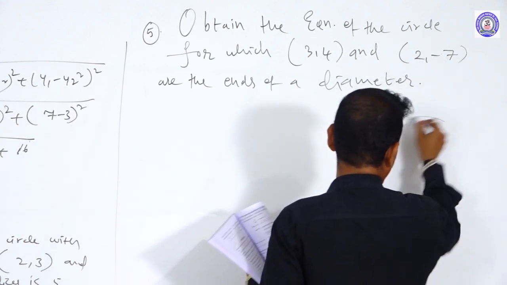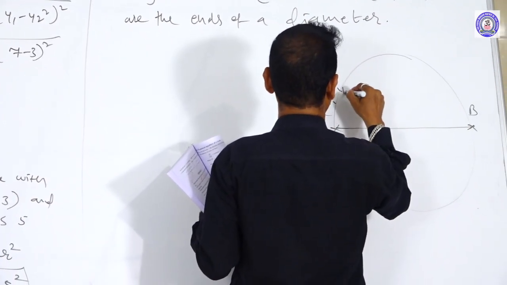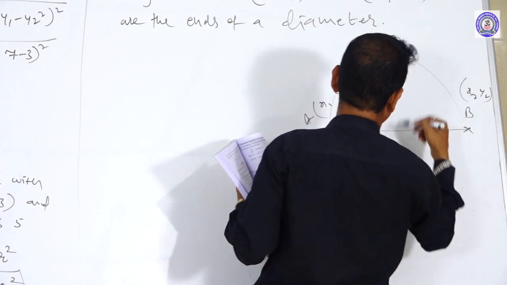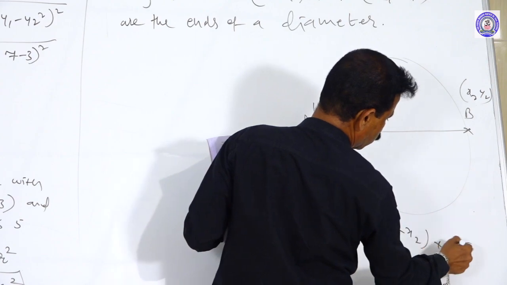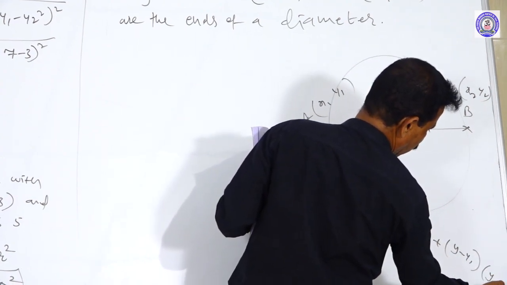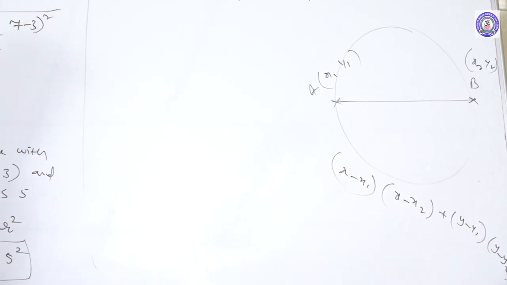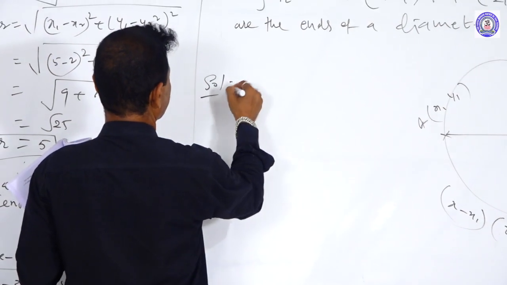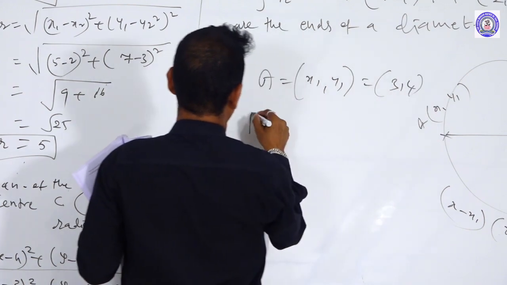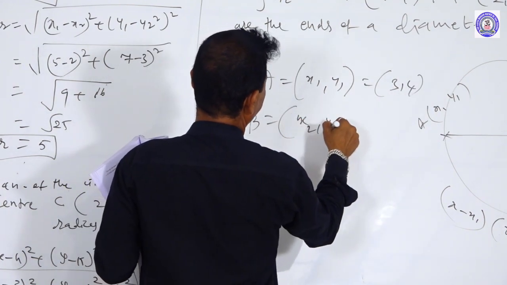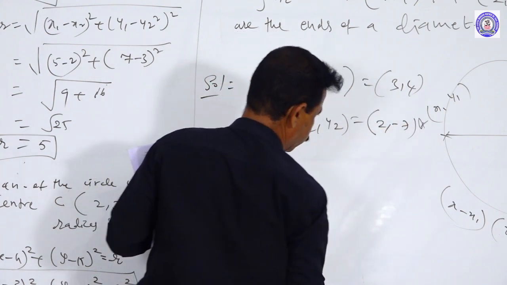We know already the diameter form. AB, A is x1 y1, B is x2 y2. Then the equation of the circle is x minus x1 into x minus x2 plus y minus y1 into y minus y2 is equal to 0. This is the equation of the circle in diameter form. So we write the points first. A is equal to x1 y1, it is 3 comma 4. B is equal to x2 y2 is equal to 2 comma minus 7.